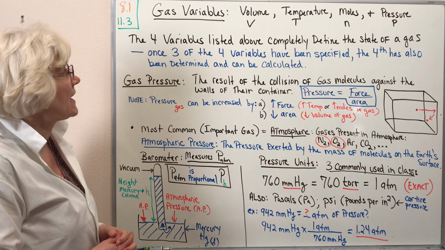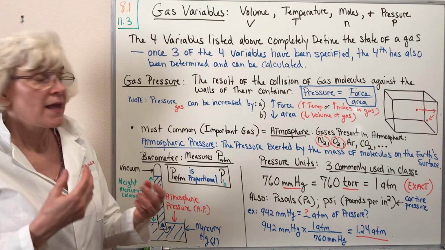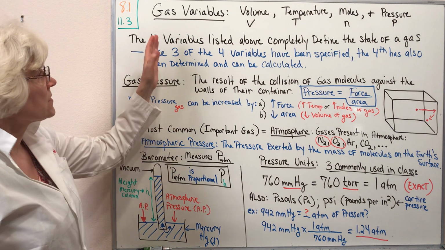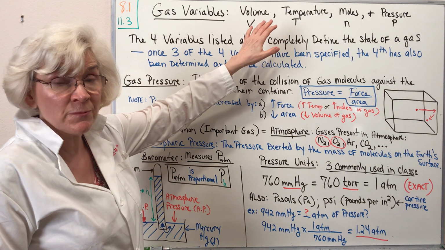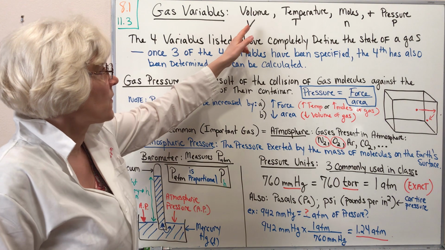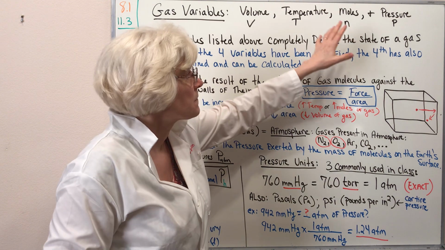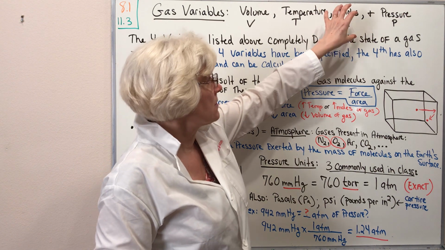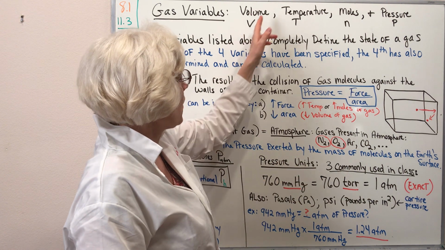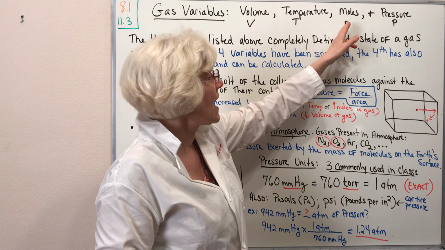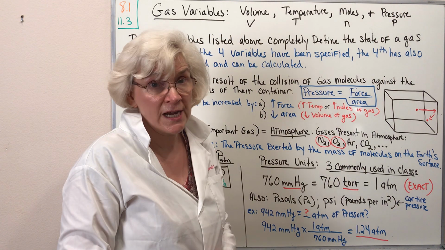In this section, we're going to take a closer look at variables that we can measure and describe for a gas. I'm listing 4 variables here that we commonly work with when we're dealing with matter in the gas state. These 4 variables are volume, temperature, amount of gas, which is usually expressed in moles when we're doing calculations involving gases, and the 4th and final variable, pressure.